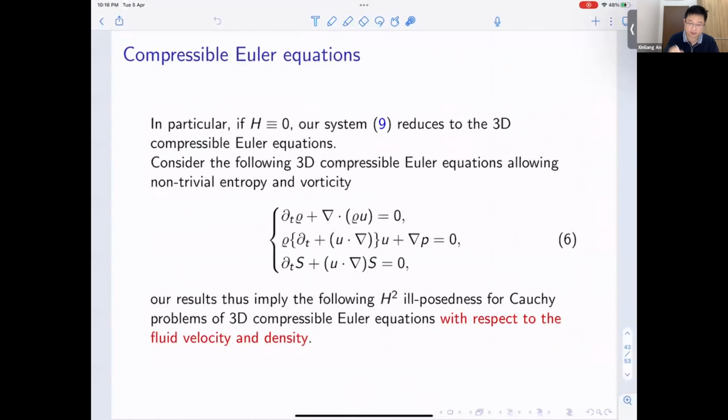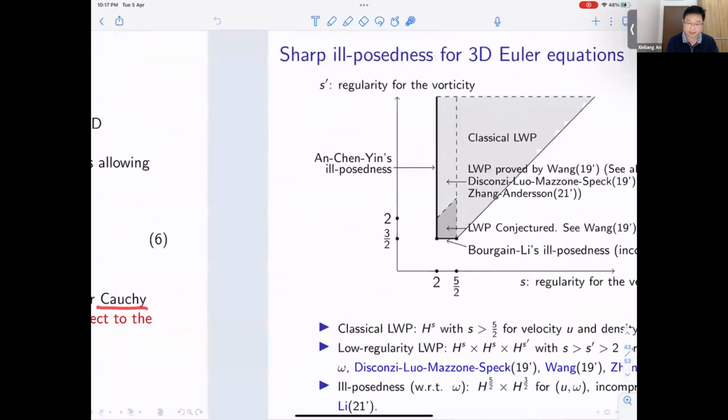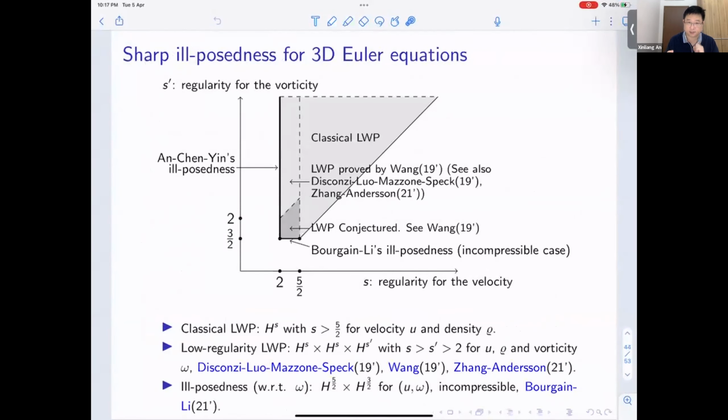In particular, if we let H be 0, our result reduces to the 3D compressible Euler equations, which are of the following form. We allow non-trivial entropy here. So our result thus implies the following H2 ill-posedness for the Cauchy problem of the 3D compressible Euler equations with respect to the fluid velocity and the fluid density. Our result here is sharp. The reason is the following.